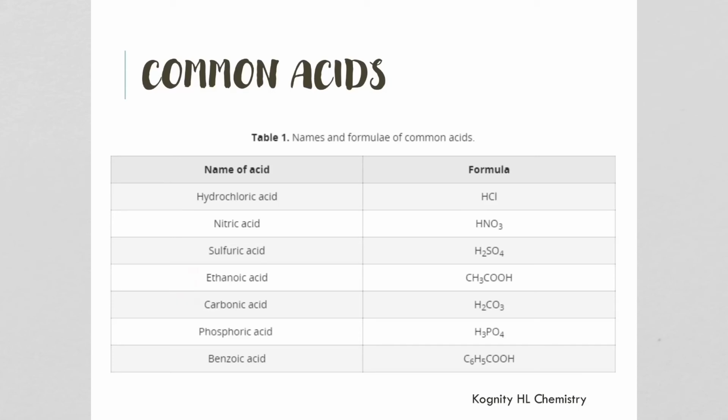Ethanoic acid is another word for acetic acid or vinegar. We use that a fair bit in our organic units. Carbonic acid, when we talk about ocean acidification and acid deposition, you'll talk about carbonic acid. You may even talk about it in biology when you learn about blood chemistry. And then benzoic acid will be used in your organic chemistry unit.